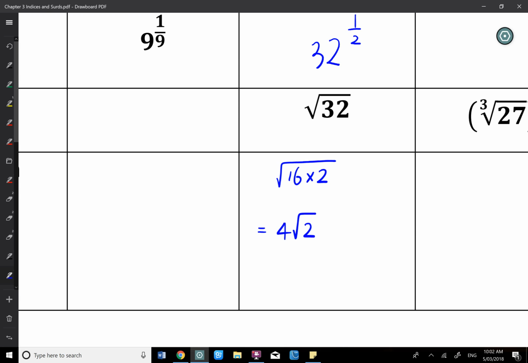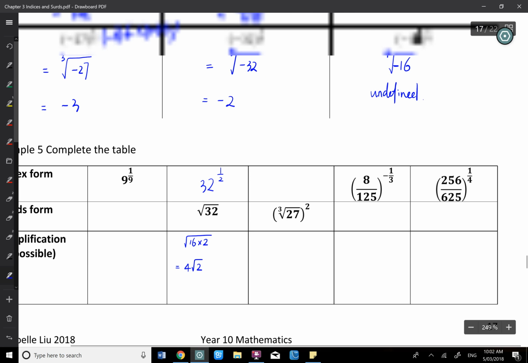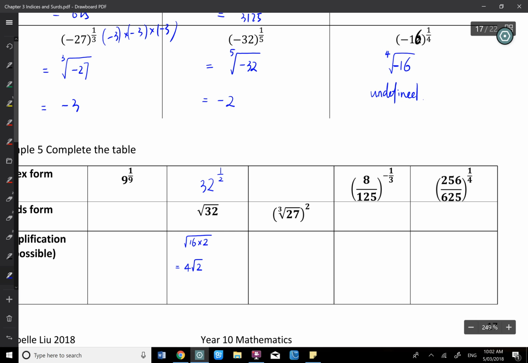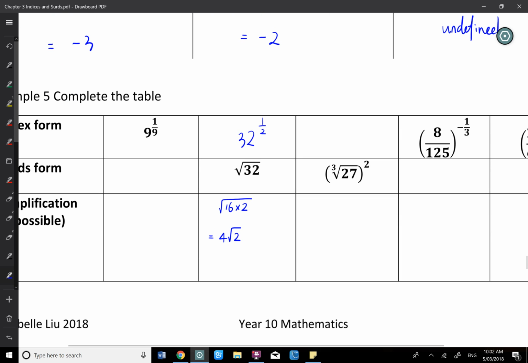So I want you to do the same thing for the other 4 in the column here. Simplify it if possible, and then put it into the surd form or the index form as required. So 3 minutes to do that.